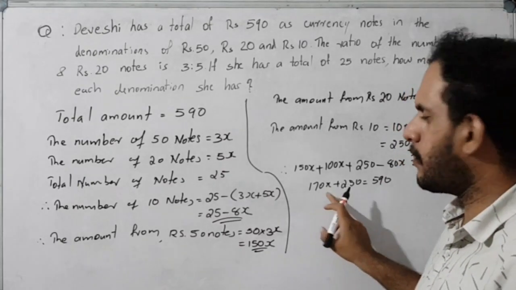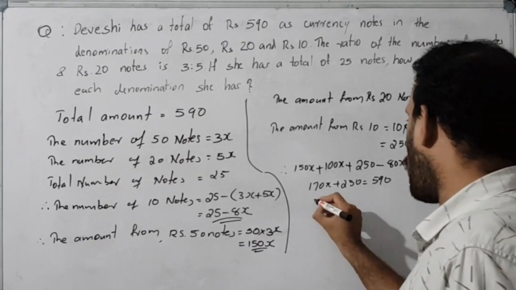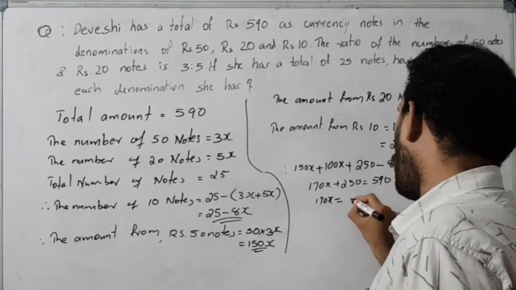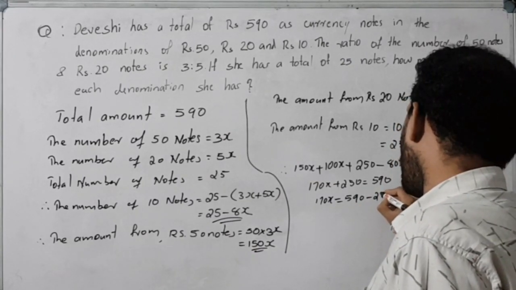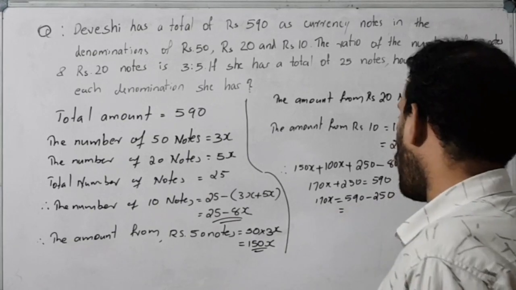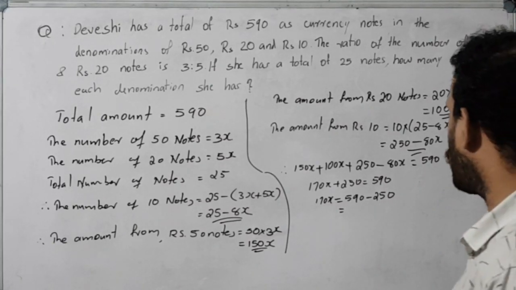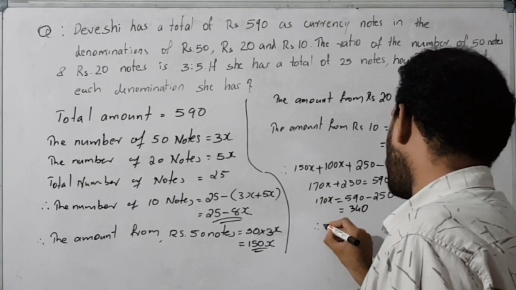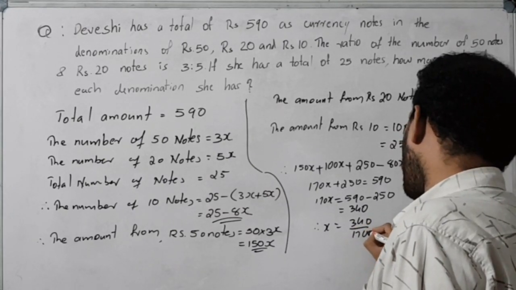So first we transpose the term that does not contain the variable. Then what is next? 170x is equal to 590 minus 250, correct? 590 minus 250. What is 590 minus 250? 590 minus 250 is equal to 340. Therefore x is equal to 340 by 170.